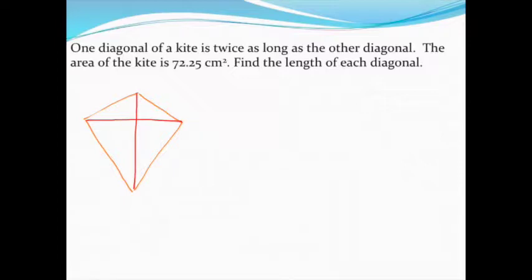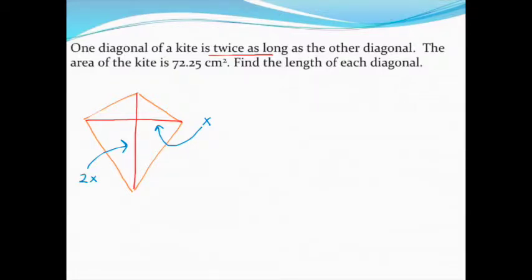In this case, they don't tell me how long either diagonal is. All they say is that one of them is twice as long as the other one. So as we've done in some other previous problems, I don't know either variable, so I don't know either dimension. So I'm going to label one of the diagonals x, because I have no idea how long that one is. I do know the other one is twice as long though, so I'll say the other one is 2x. It's twice as long as the other diagonal.